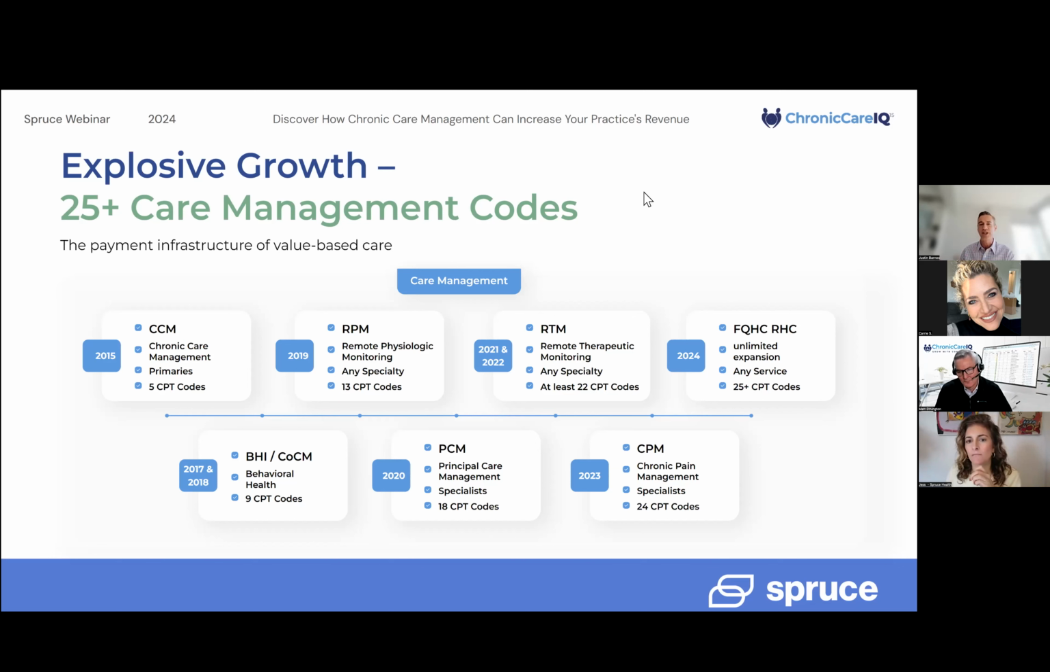So this is the augmentation. This is where you augment. They might have a 3 or 4% cut with fee-for-service, but you're going to have a 5 to 10 to 15% increase in care management codes and in value-based care types of codes. So you can make a lot more money. And that's actually been the case the last 10 years.